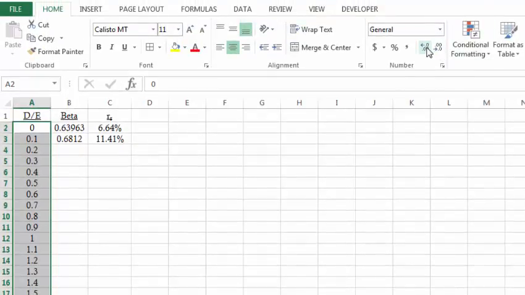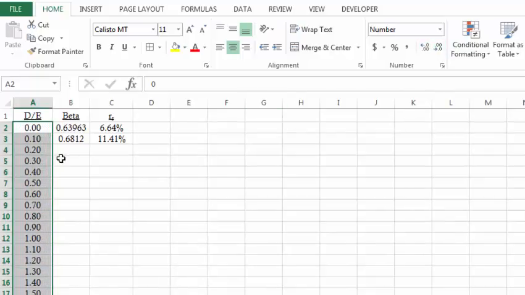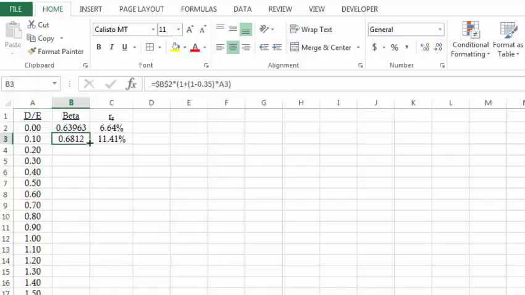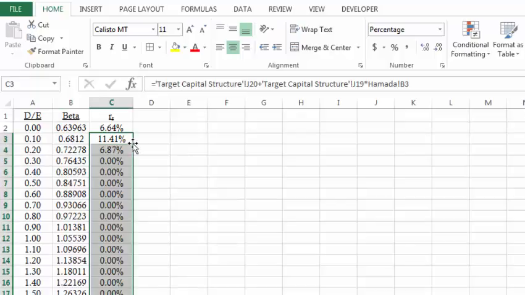Let's actually give those a set of decimal points. There we go. And with this one I'm just going to double click, and on this one I'm going to double click. Okay, that one did not work. That's because I did not use my dollar signs appropriately. Okay, so let's go back and use my dollar signs appropriately.